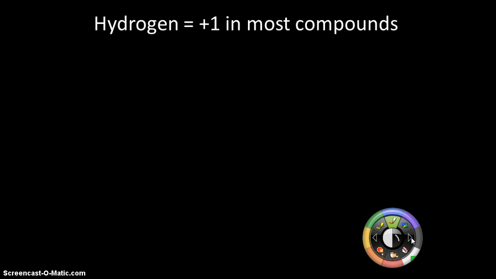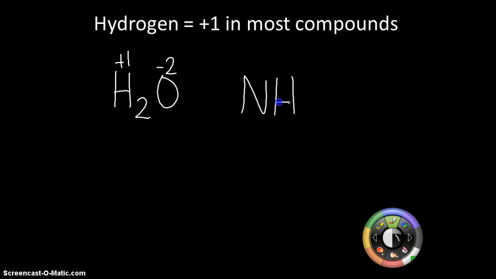Hydrogen is typically going to be a +1. So if we look back at our water, we said oxygen was going to get an oxidation number of -2. The hydrogen would get a +1. When we looked at ammonia, we said that nitrogen got a -3. Hydrogen is going to get a +1. So typically the hydrogen will get a +1.